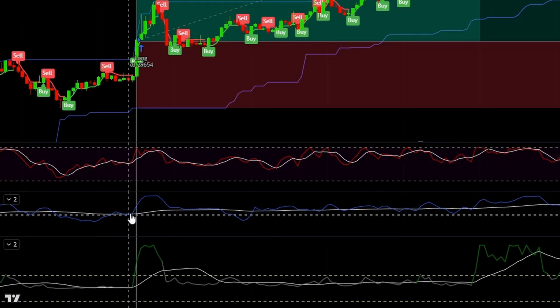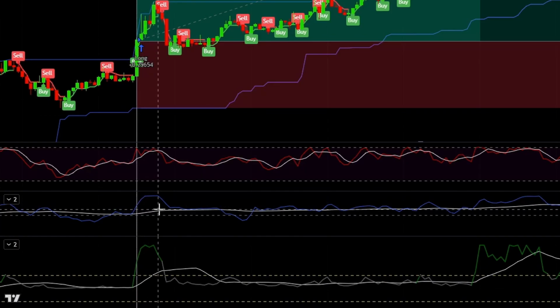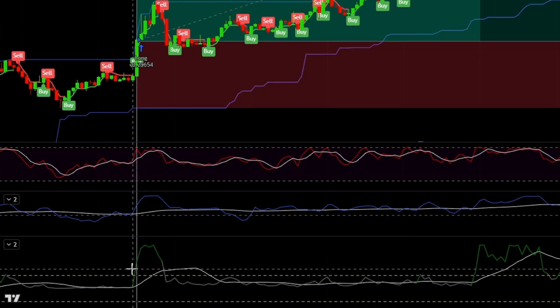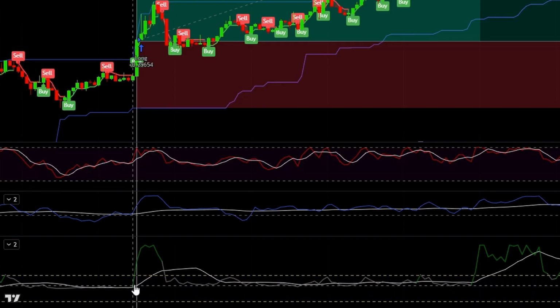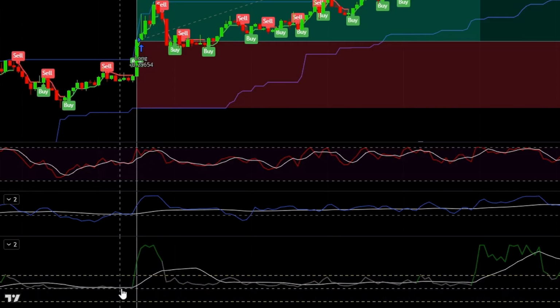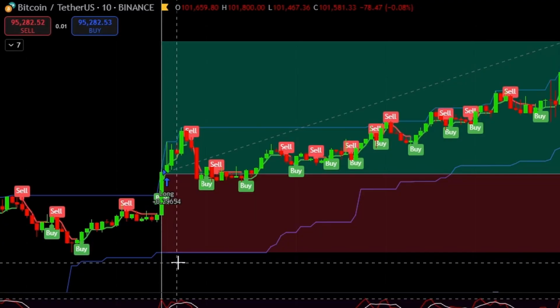On the Chande Momentum, which is the blue line, we need to see that it is above the Chande Momentum moving average, which is this white line. And finally, the TDFI needs to be above the 0.3 level, this yellow line, and it also needs to be above its moving average, which is this white line. So all of the rules are met for a valid long entry, and we can enter into a long position.